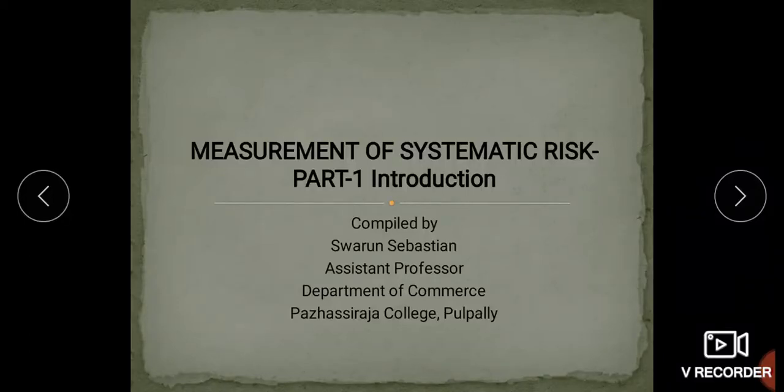Good morning, everyone. In the previous video, we discussed an introduction to risk measurement and the standard deviation method, which can be used to calculate the unsystematic risk that can be diversified and controlled. In this video, we are going to see an introduction to the topic measurement of systematic risk.